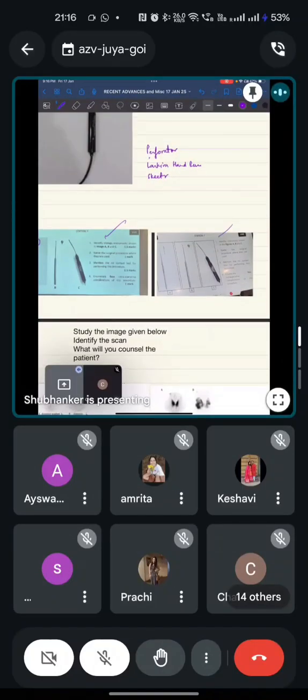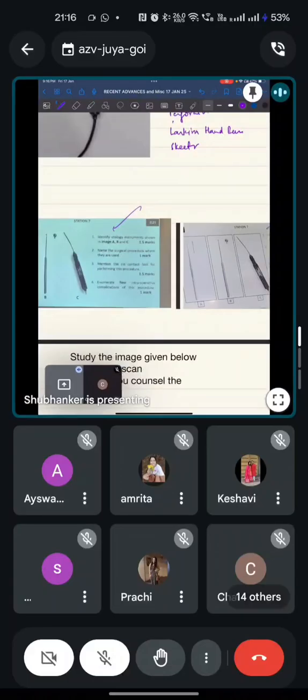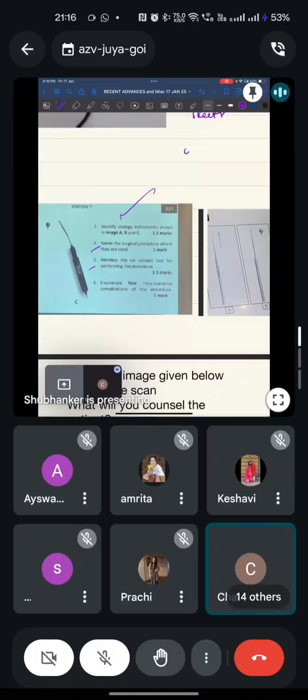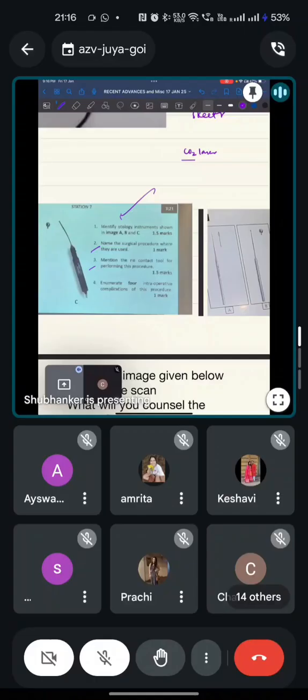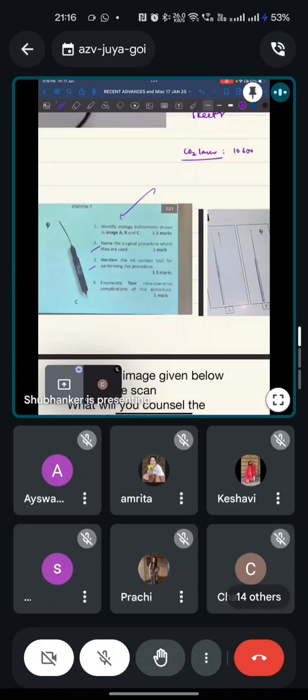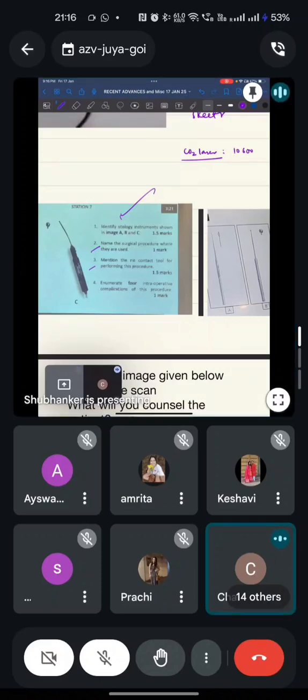Okay, moving ahead. So second, more on the things. Let's see. We have identified them A, B, and C. What is the surgical procedure where they are used? We know that. And mention the no contact tool for performing this procedure. Please answer. Repeated question. Laser. CO2 laser. Okay. What is the wavelength of CO2 laser? 10,600. What is next? Unit? Nanometer. Nanometer.